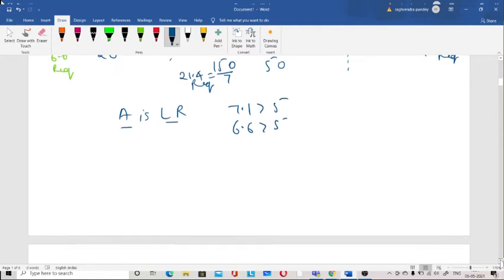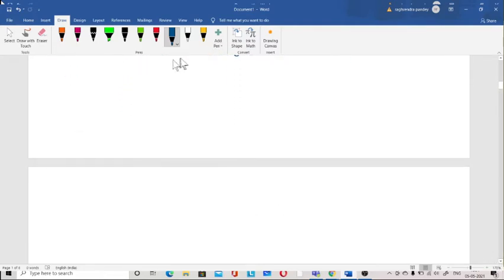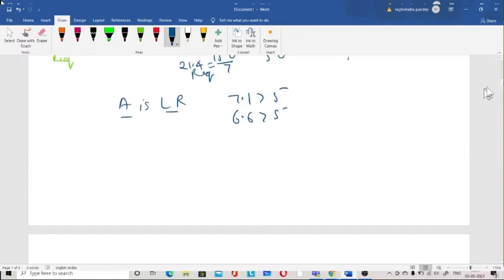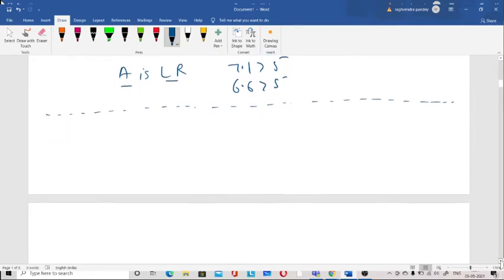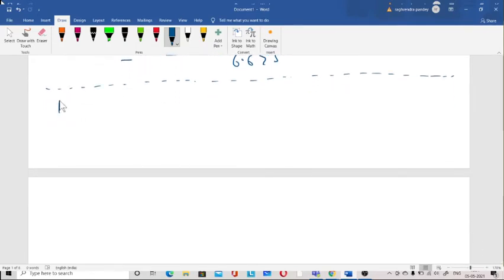Now let's take another topic, your empirical formula and molecular formula. Have you heard about empirical formula? Yes, sir. We will take empirical formula in tomorrow's class. Today let's discuss, because I forgot to discuss this, the mole concept in gases.